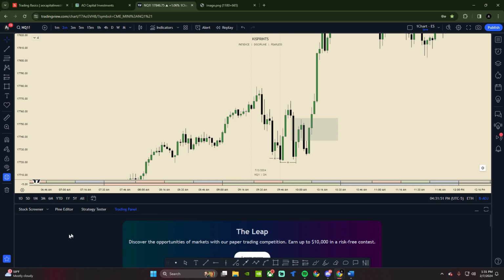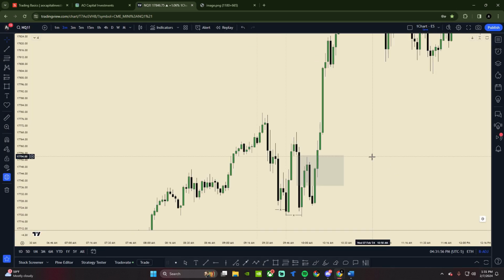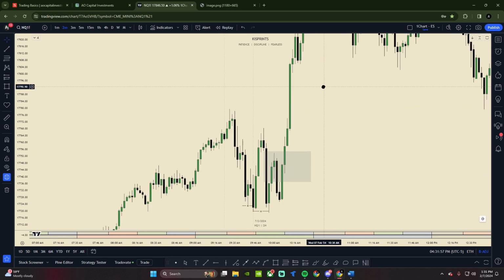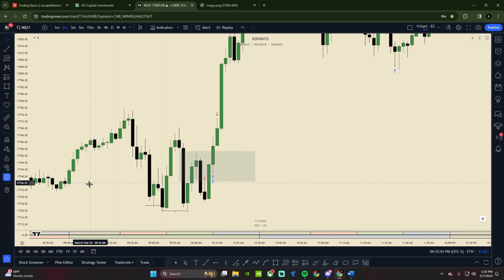Order block on the right. Oh hell yeah, dude. I mean, in hindsight, bro, I would have held all the way up here if I could. Nah, but yeah, no, you're right, you're right.